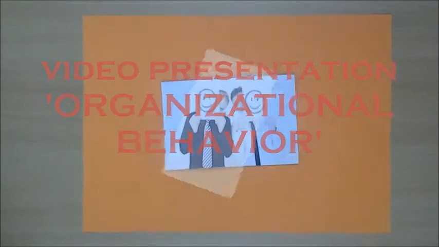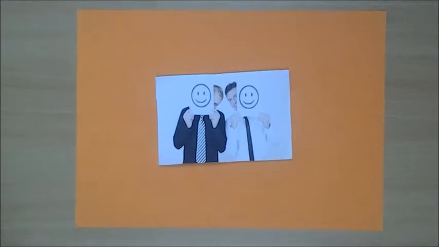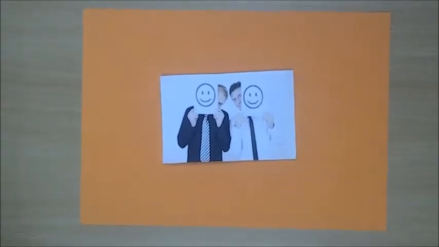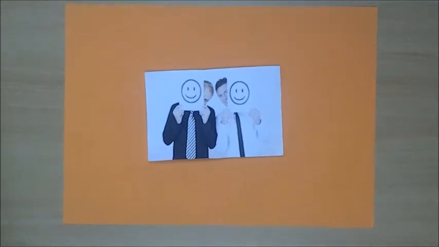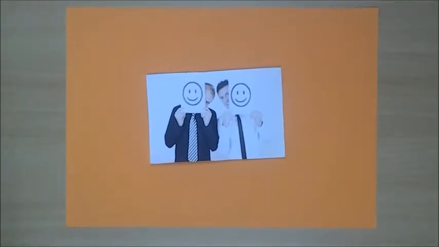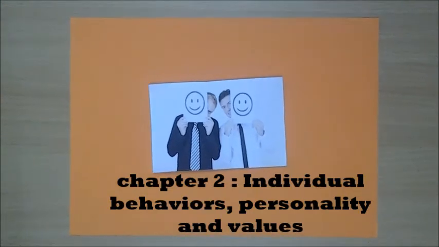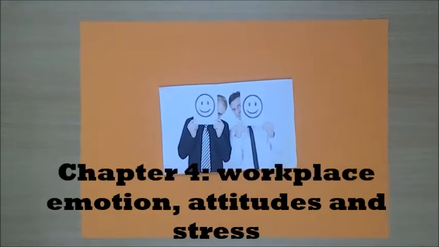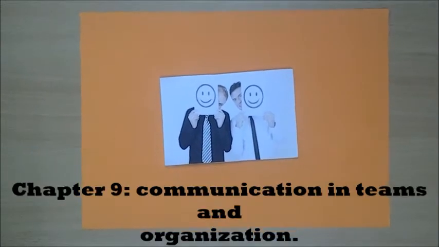Hello everyone. One of our subjects, which is organizational behavior, requires us to select an organization for observation purposes. We need to choose 3 topics from the textbook to do the observation. The topics that we chose are Chapter 2, Individual Behavior, Personality and Values; Chapter 4, Workplace Emotions, Attitudes and Stress; and Chapter 9, Communication in Teams and Organizations.